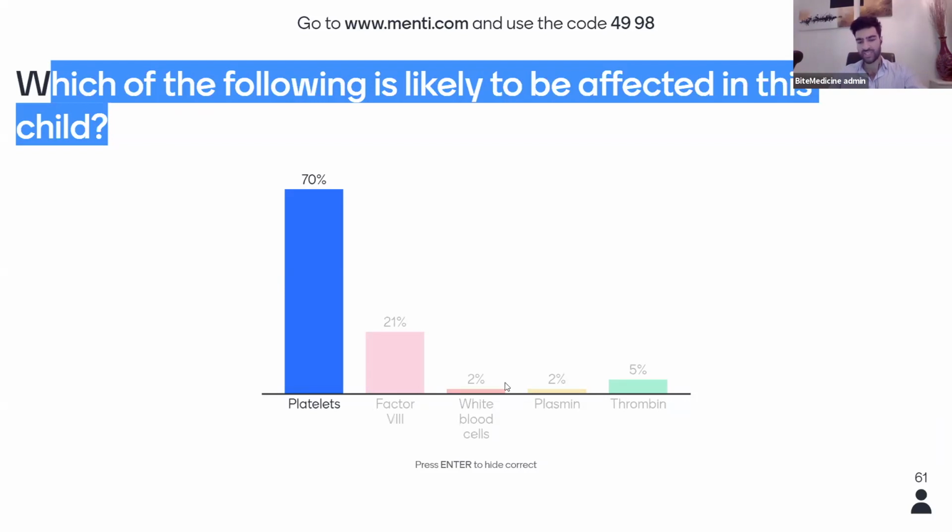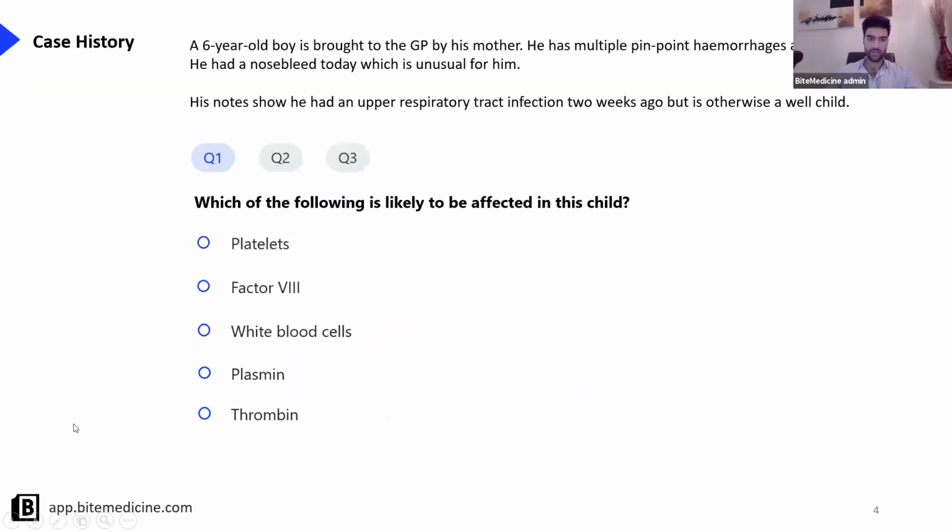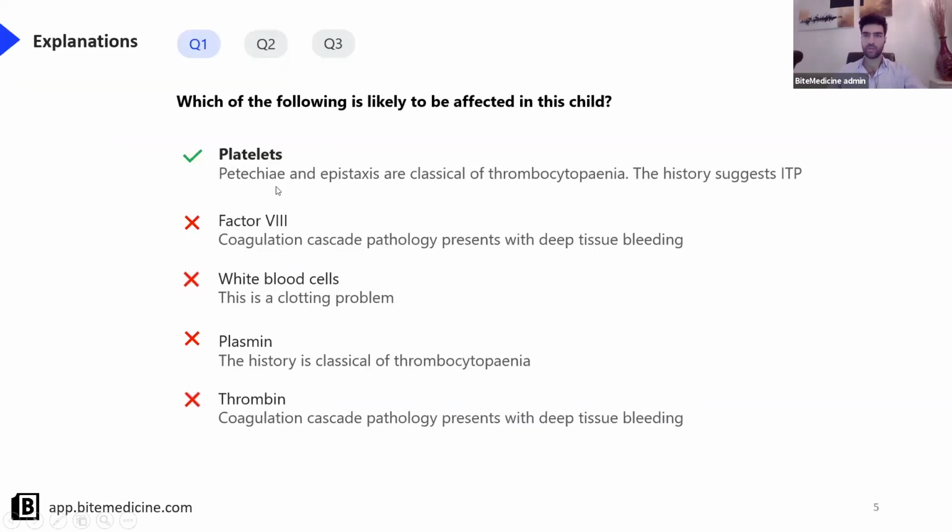White blood cells, so this is a bleeding problem. So therefore, it's either going to be platelets or coagulation factors. And again, it's not plasmin or thrombin. We will discuss that now. So platelets classically present with petechiae and epistaxis. Those are the two classical symptoms and signs of a platelet or thrombocytopenia condition. The history suggests ITP, which stands for idiopathic or immune thrombocytopaenic purpura, which we will come on to later.